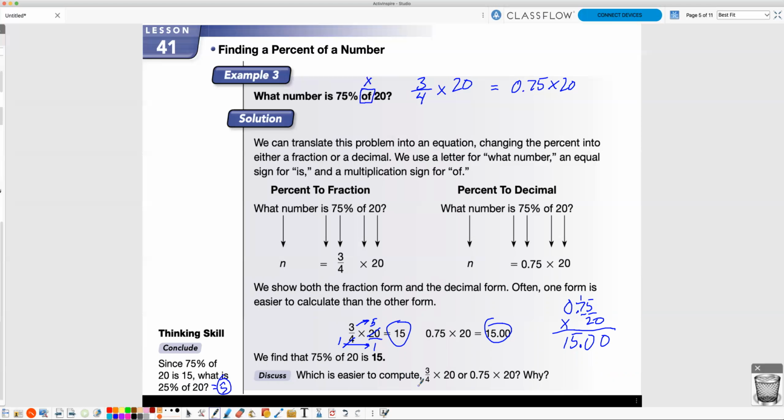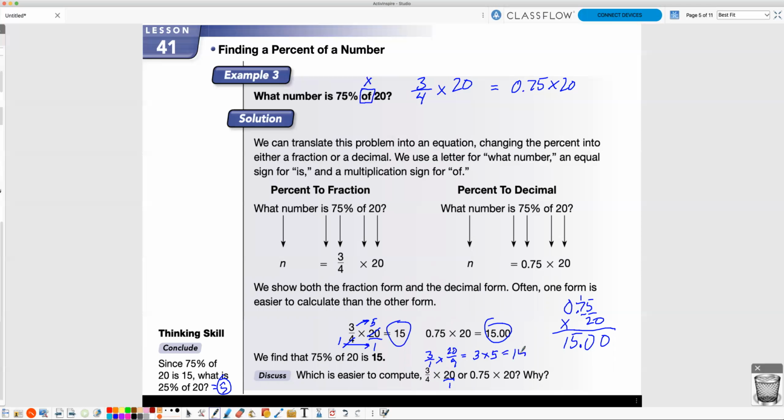Which is easier to compute, 3/4 times 20 or 75 hundredths times 20? And why? Well, just think about it. For me personally, I think 3/4 times 20 is easier, but I can see it happening easily enough if I had 75 hundredths times 20 as well. But my first thought is, I recognize that I could flip these around. I could have 3 over 1 times 20 over 4. And I know what 20 over 4 is. That's the same as 5. So 3 times 5 is 15.